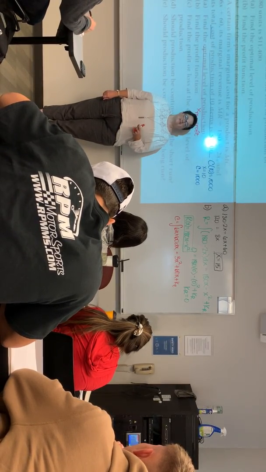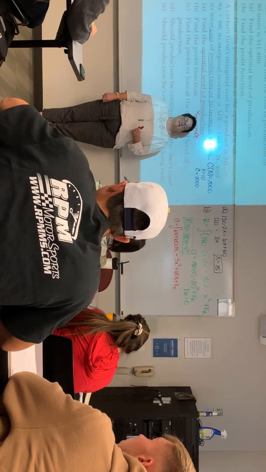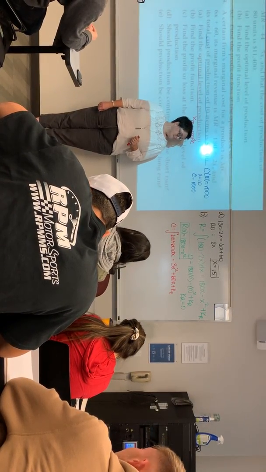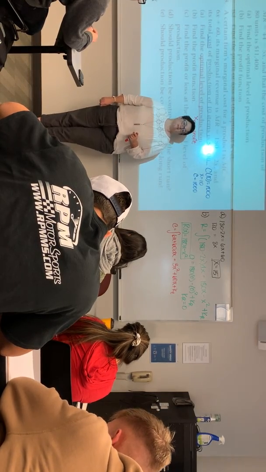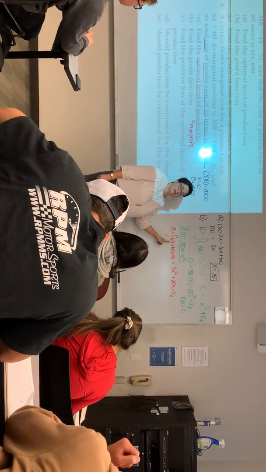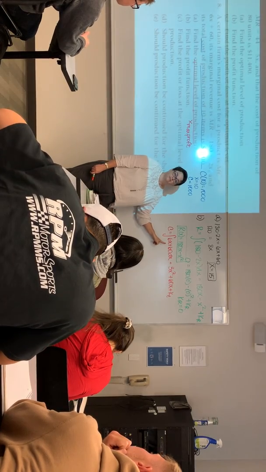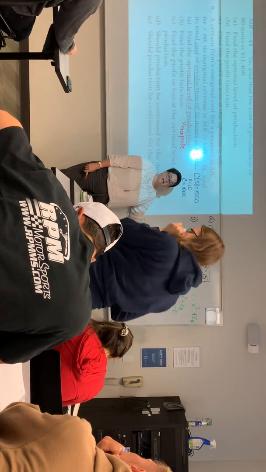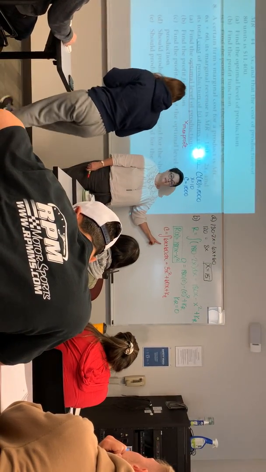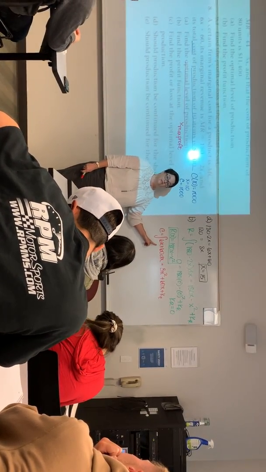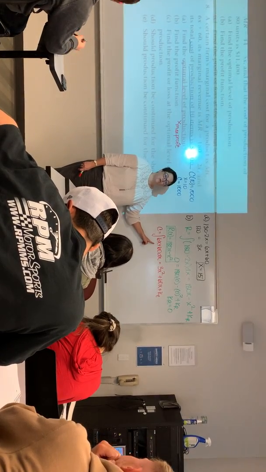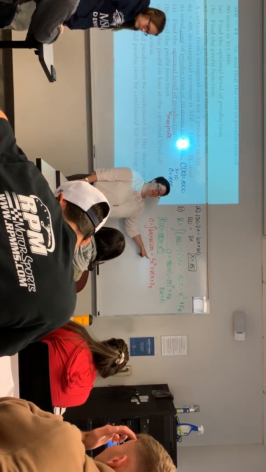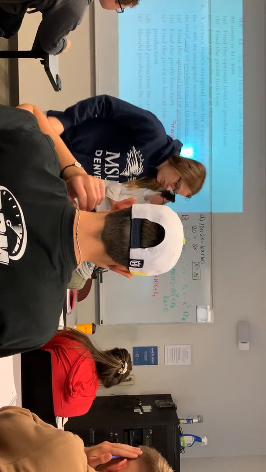Give me a thumb if you're there. It's a marginal cost, 6x plus 60. You're going from marginal cost to total cost. But work the math, my dear. What's the integral of 6x? Talk it through. 6x squared over 2, because of the n plus 1. 6 divided by 2 gives me 3. Okay, thank you.